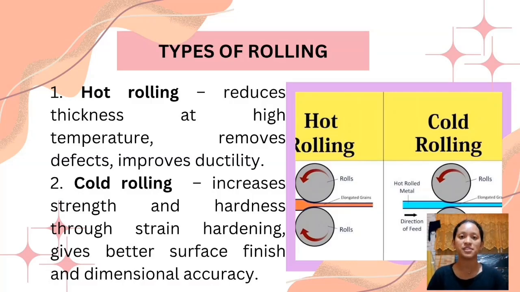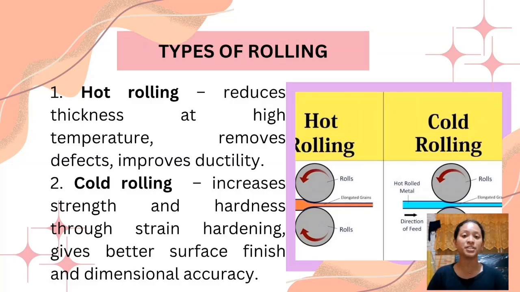It also gives a better surface finish and higher dimensional accuracy than hot rolling. So, examples of this are thin sheets for cars, household appliances, and also packaging.